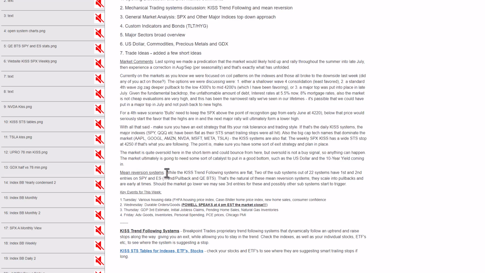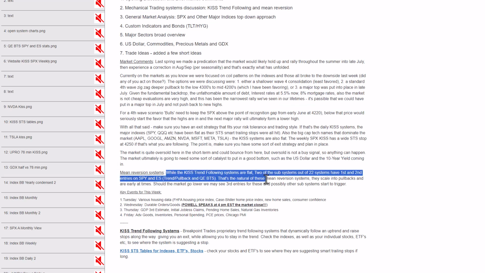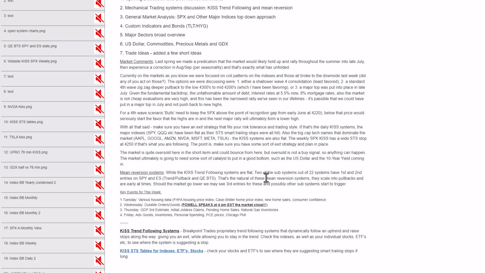Mean reversion systems, while most of the KISS systems are out and in cash, the mean reversion systems have been scaling in. Out of the 22 mean reversion systems we use for SPY and ES, 2 of the systems have second entries, the trend pullback and the QEBTS. Again, that's the nature of those mean reversion systems. They scale into sell-offs. They buy when it feels bad. That's their nature.